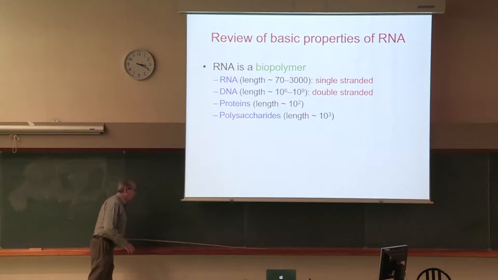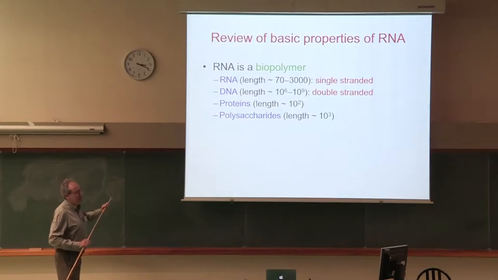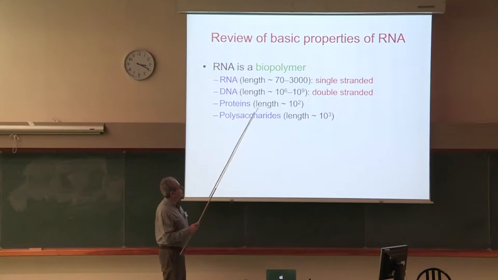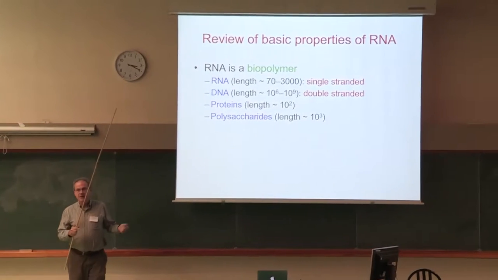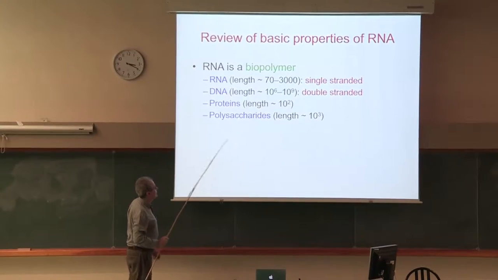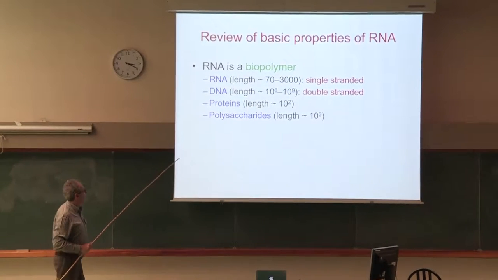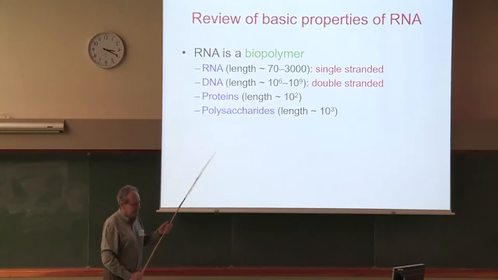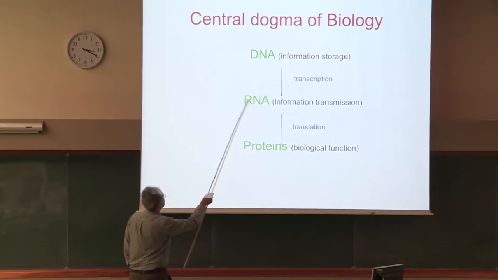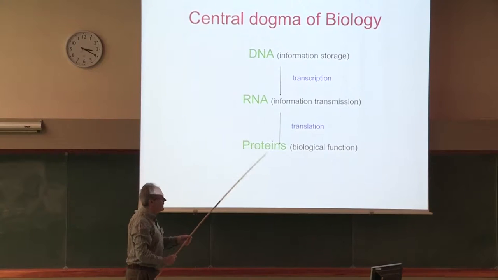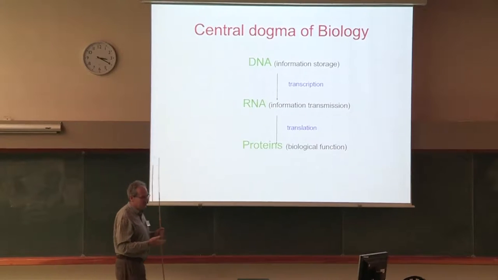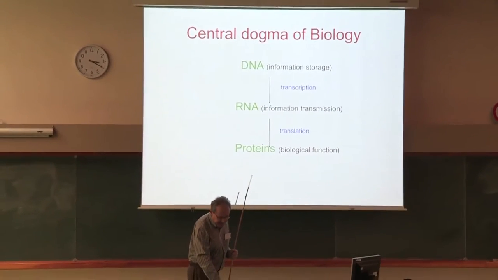So RNA is a biopolymer, and as you know, there are essentially four types of biopolymers in the cell. There is RNA, which is a single-stranded polymer. DNA, which is double-stranded, makes the famous double helix, and it's much longer, between millions and billions of base pairs. Proteins and polysaccharides. The role of RNA is that DNA is transcribed into RNA, which itself is translated into proteins, and the proteins do the biological function in the cell.